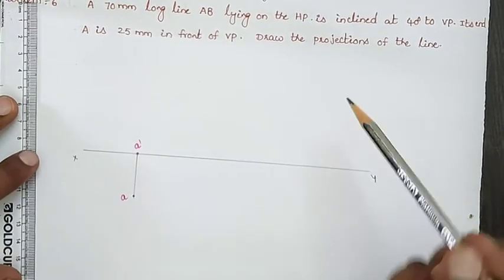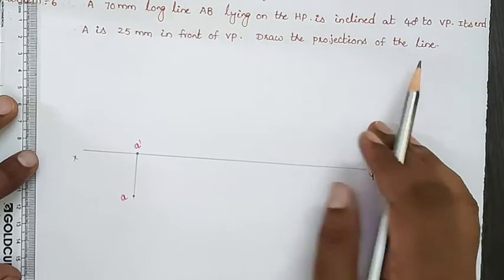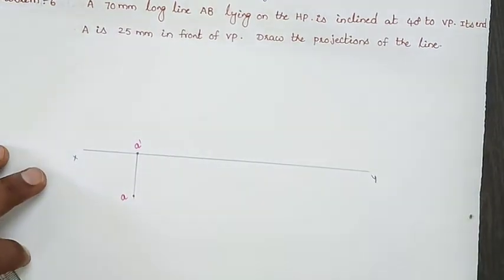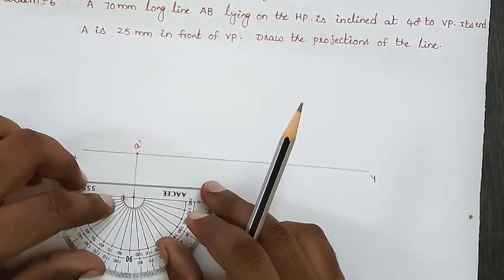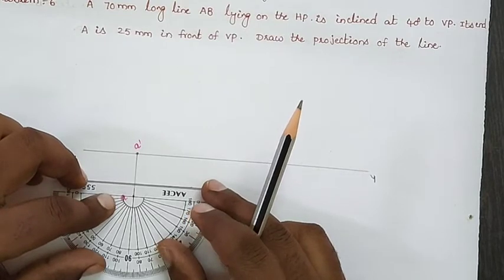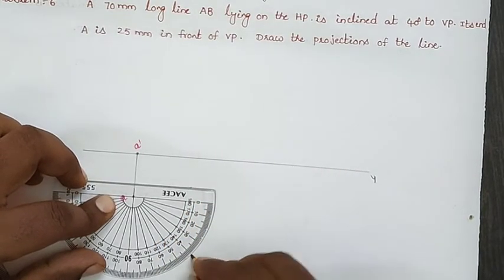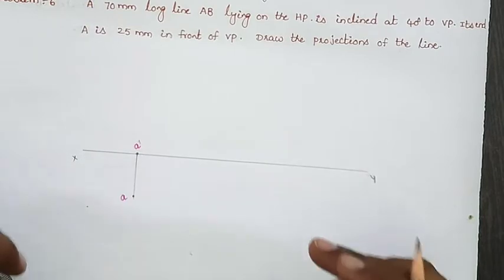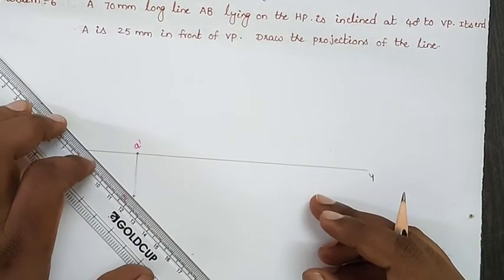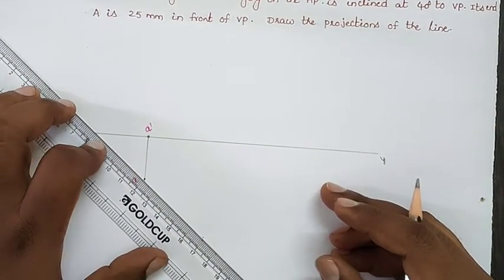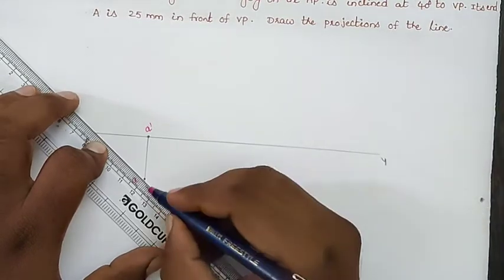The angle with respect to VP, they are giving, is 40 degrees. So from point A, with an angle of 40 degrees, we will draw the true length of the line. The true length of the line is 70 mm here. So by making an angle of 40 degrees, we will draw the true length of the line, 70.